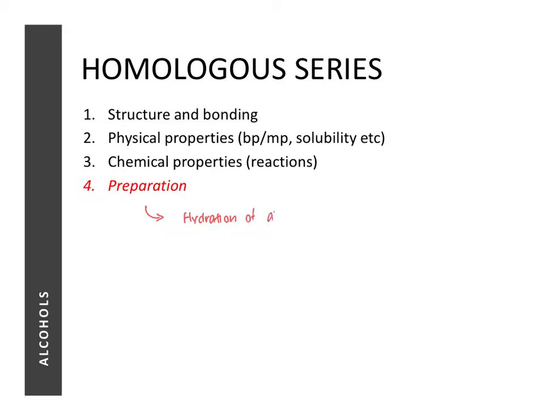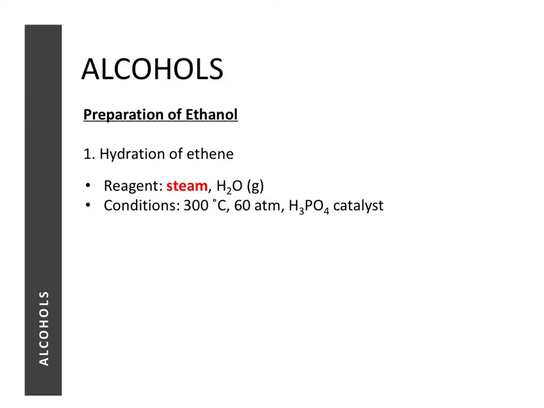If you recall, when we add water, or when we add steam to an alkene, what happens is that we will add a H and an OH, and that will give us an alcohol. All right, your alcohol functional group is here. So as mentioned, to prepare ethanol, we can perform hydration on ethene. Hopefully you have already memorized, for hydration we need 300 degrees Celsius, 60 atmosphere, and phosphoric acid catalyst.